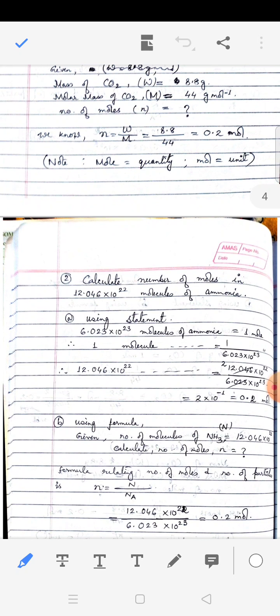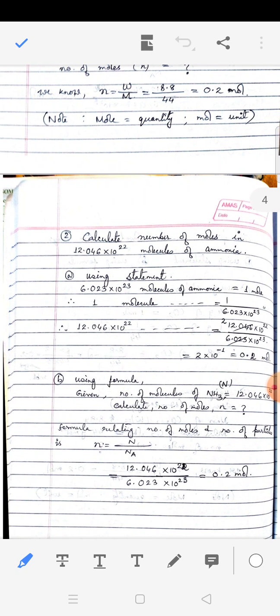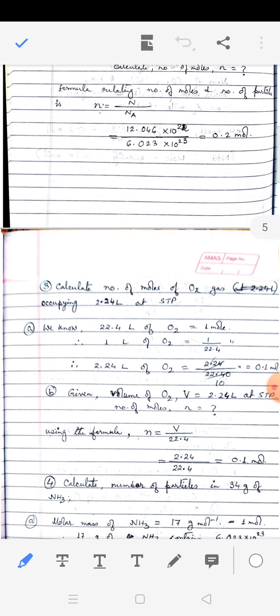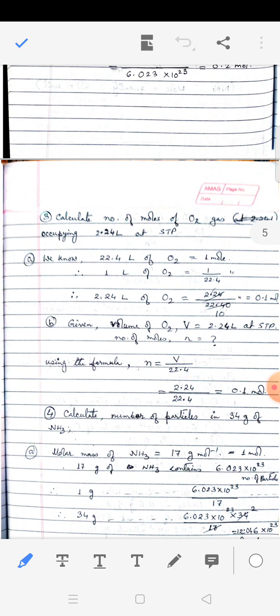So using statement, how we do? We know that 6.023 into 10 to the power 23 molecules of ammonia is 1 mole according to Avogadro. Then as many molecules given to us, you can calculate. And using the formula, you have to write what is given. Here molar mass is not important to calculate because molar mass is not coming into the picture. So we simply use the formula n equal to N by Na, and we get the same answer. So depending on what is given to you and what is to be found out, you have to choose the appropriate correlation.